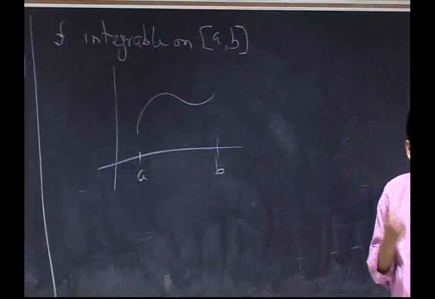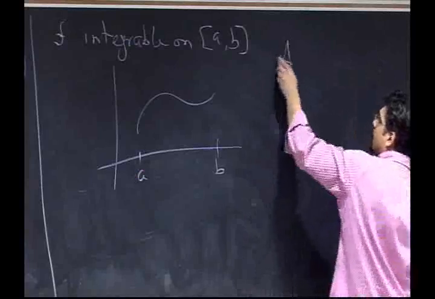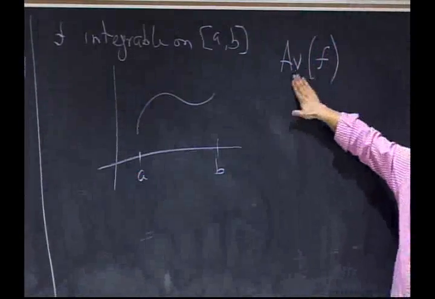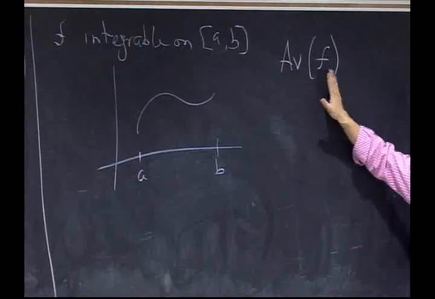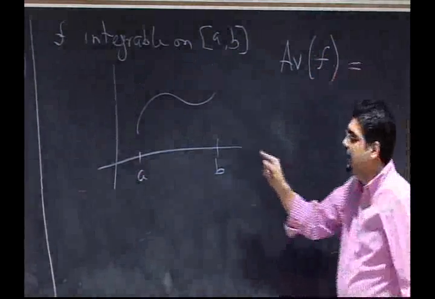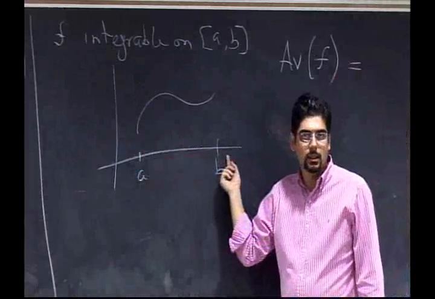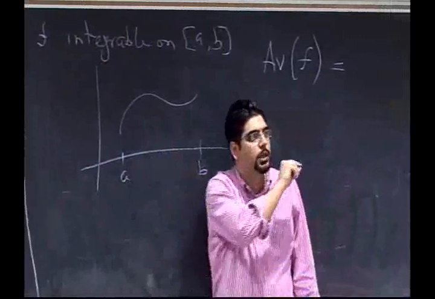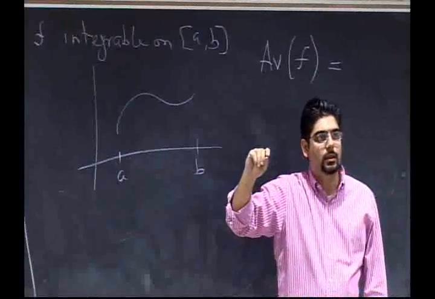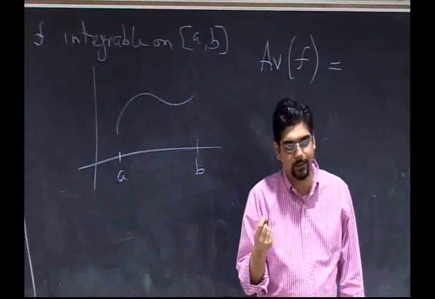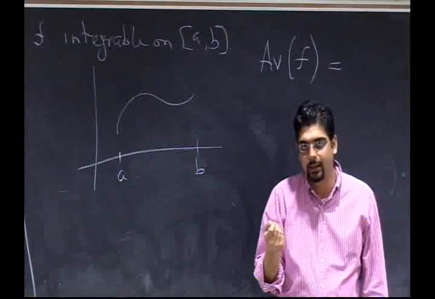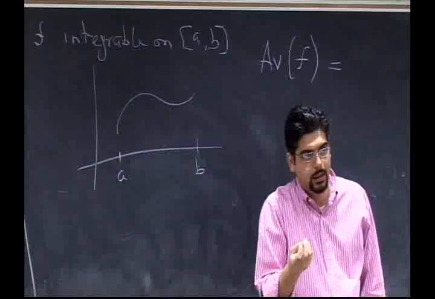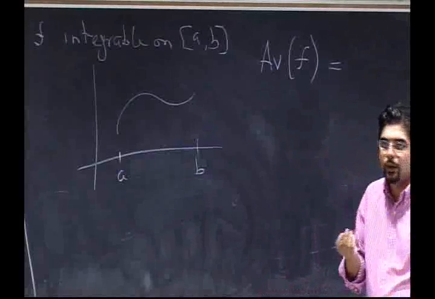So my goal is to find a meaningful way to define how to calculate the average of f. Now how many values of f do I have between A and B? I have so many. I couldn't possibly add them all because I would have to divide by infinity. And I couldn't add them anyway. What could I do? How do you add function values?